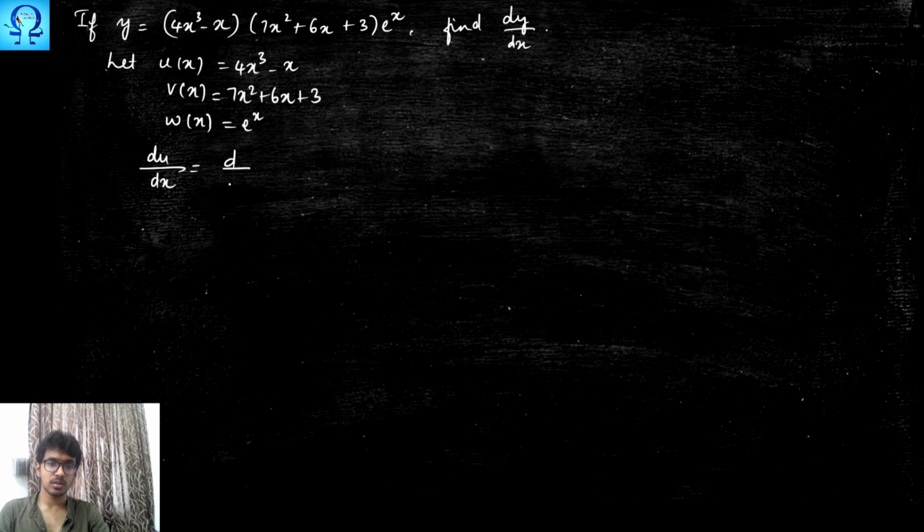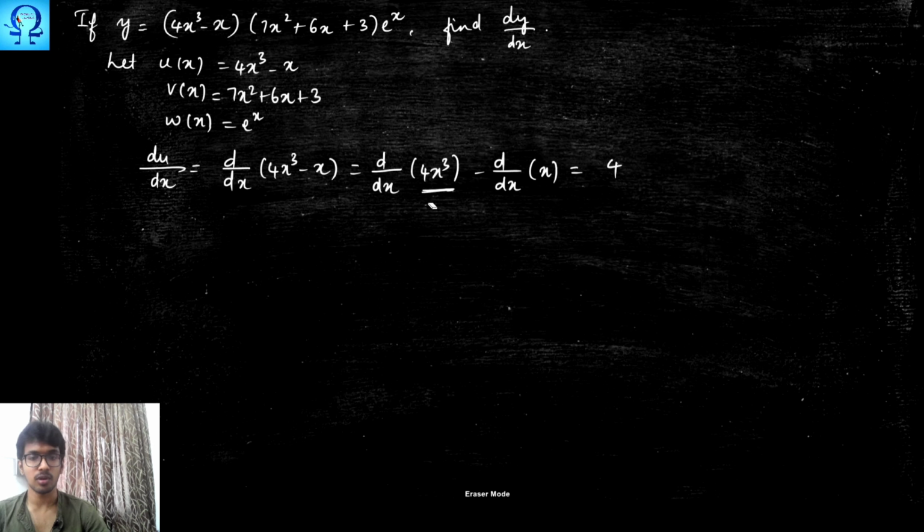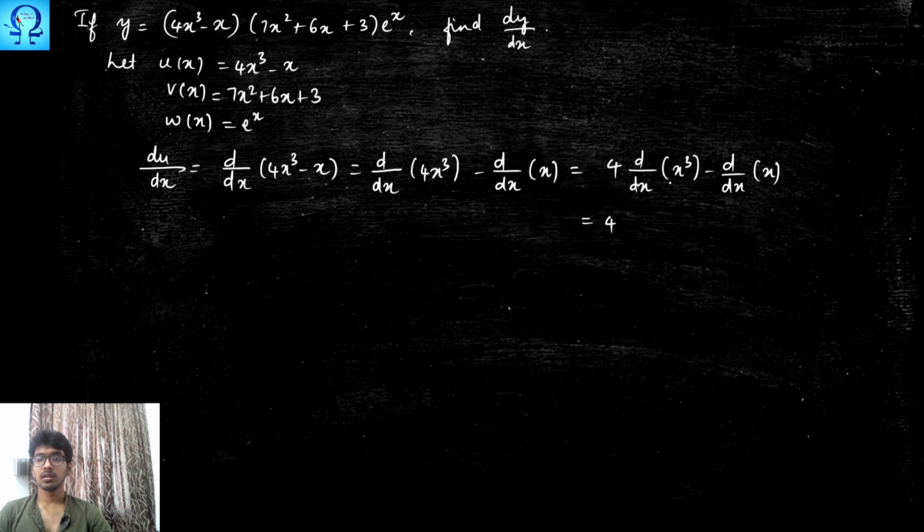du upon dx is going to be d upon dx of 4x cube minus x, and this turns out to be d upon dx of 4x cube minus d upon dx of x. This in turn will give you, using the scalar multiple rule, you may take 4 outside, and that happens to be 4 times d upon dx of x cube minus d upon dx of x, and you will have to make use of the derivative rule. So it is going to be 3 times x power 3 minus 1, and this happens to be 1, right? So it is 12x squared minus 1.